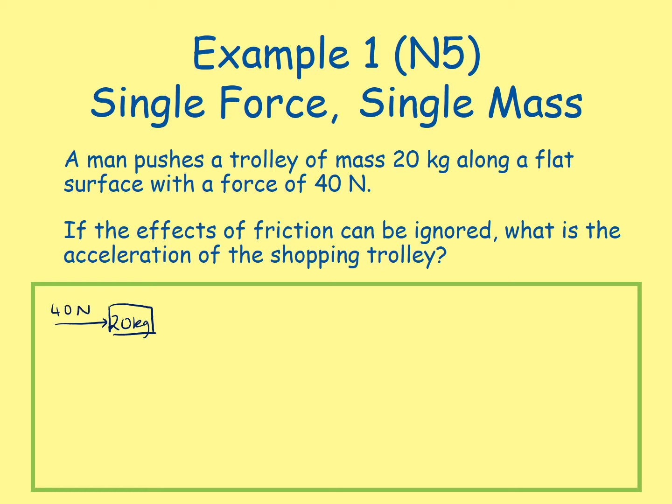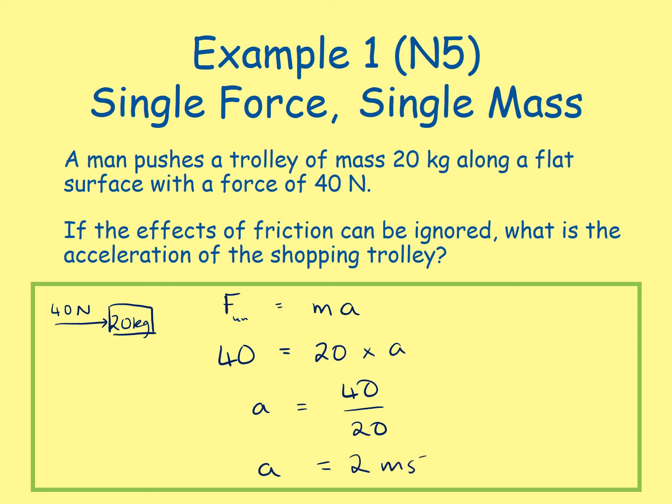If we want to work out the acceleration, we want to use our equation unbalanced force equals mass times acceleration. So we have 40, because that's our overall force there, because we can ignore friction. Our mass is 20 times acceleration. Rearranging this, we have a equals 40 over 20. So our final answer, acceleration, equals 2 meters per second squared.